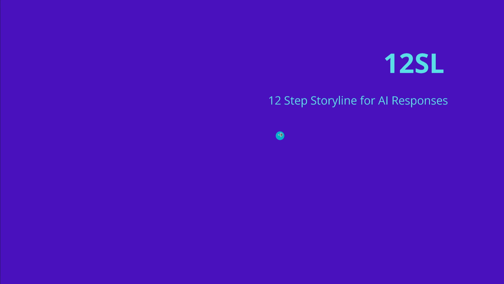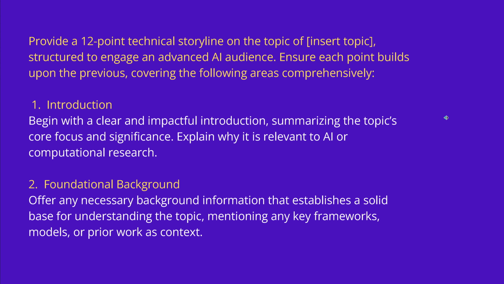So, I have this simple prompt. It's my 12SL, for storyline, a 12-step storyline. How I would like my AI to respond. And let's go through this. So, I have a technical storyline for a specific topic, let's say whatever you like about music or AI agents or some craft or beauty or whatever you have. You can use it universally.